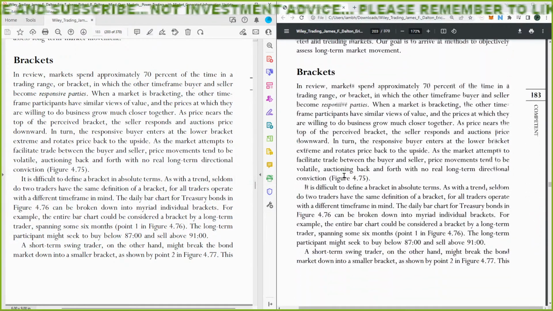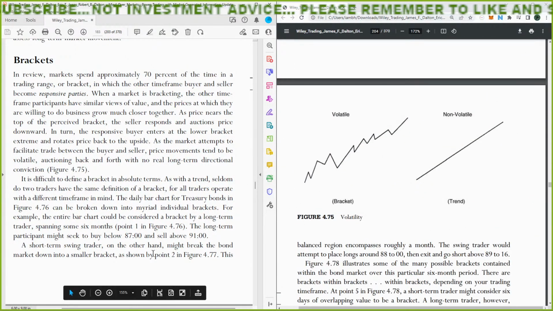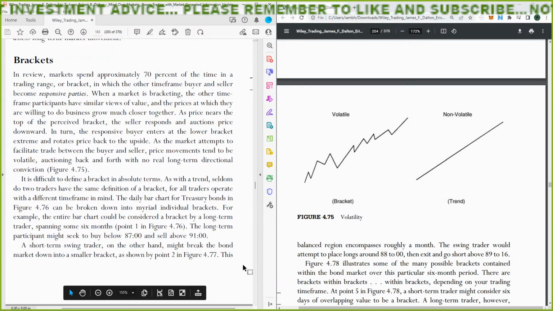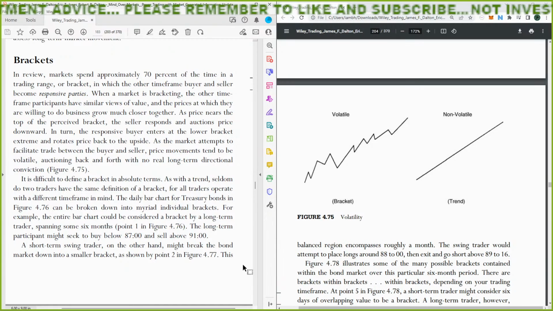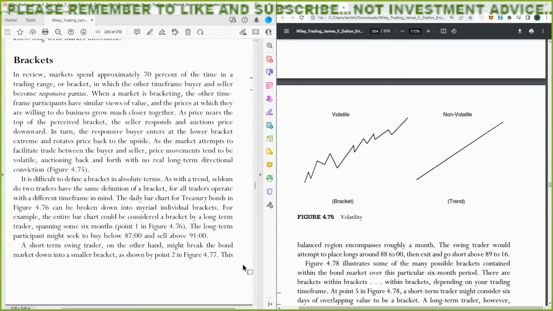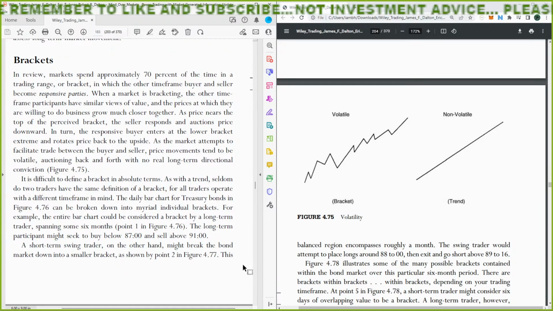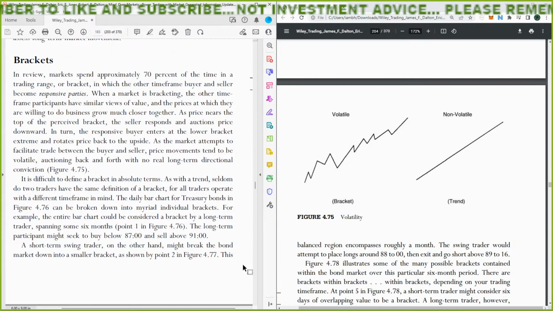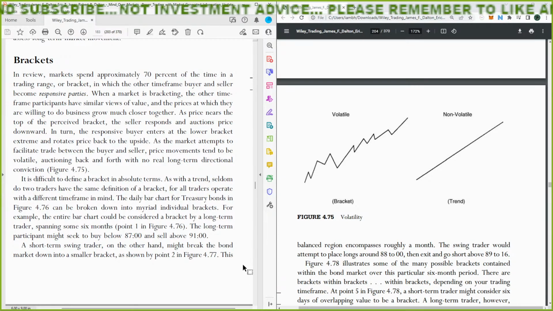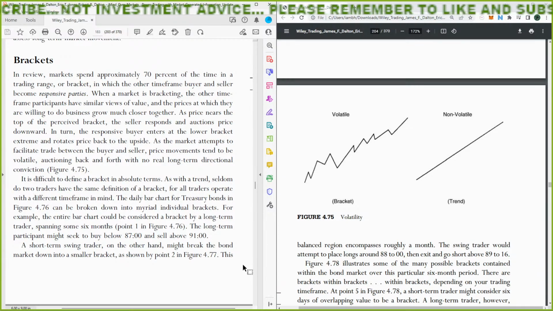Brackets. In review, markets spend approximately 70% of the time in trading range, or bracket, in which the other time frame buyer and seller become responsive parties. When the market is bracketing, the other time frame participants have similar views of value, and the prices at which they are willing to do business grow much closer together.